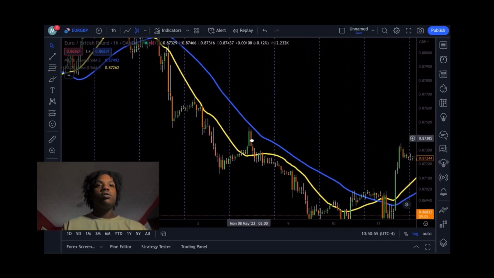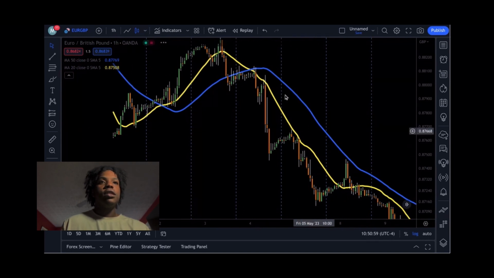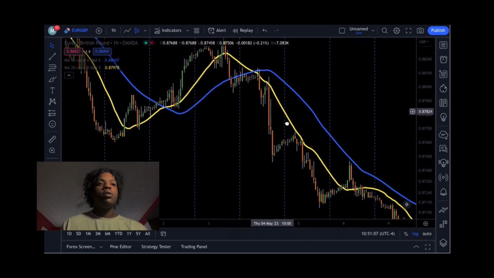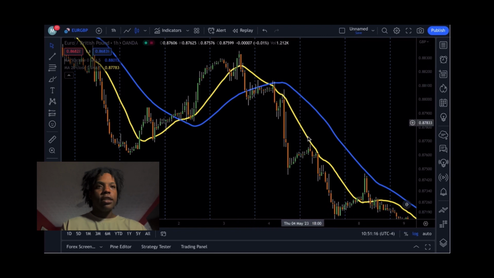So for sales, I'm gonna show you guys real quick. If you can see, this blue line right here, the 50-day, is over the yellow line. What is price doing? We're looking at this price. What is price doing as this blue line is above this yellow line? We see that price is going down, right?